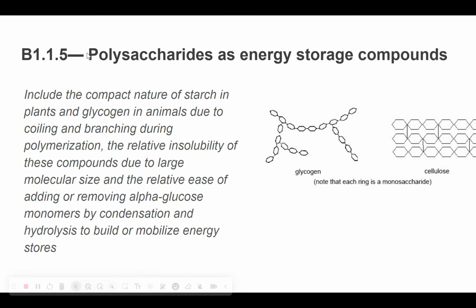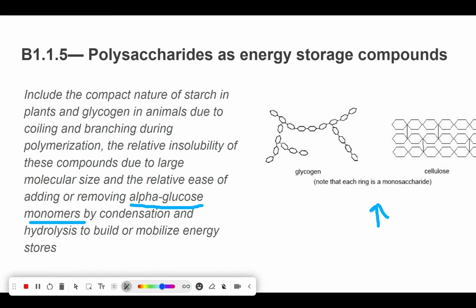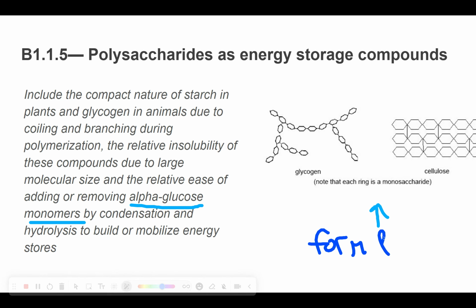All right. Polysaccharides as energy storage compounds include the compact nature of starch in plants and glycogen in animals due to coiling and branching during polymerization. The relative insolubility of these compounds due to large molecular size and the relative ease of adding or removing alpha glucose monomers by condensation or hydrolysis to build or mobilize energy stores. So you can see good examples of form and function here.